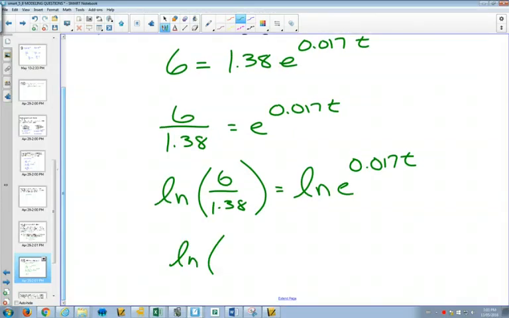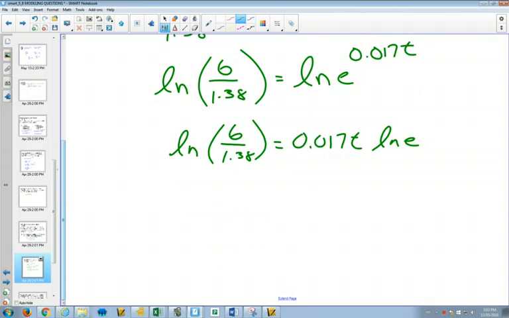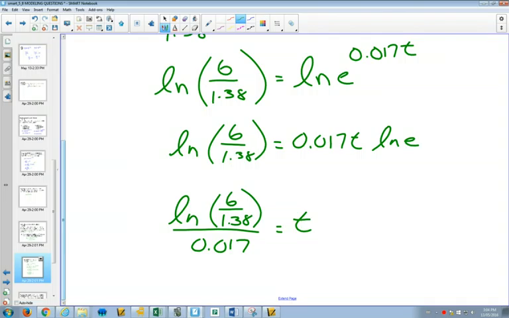And so 0.017t will come out in front. The natural log of e is 1. And we get 86.5.